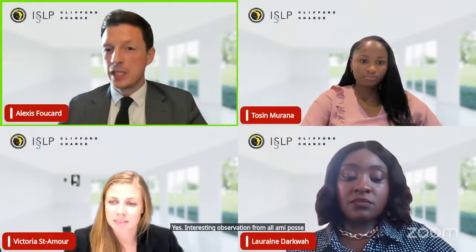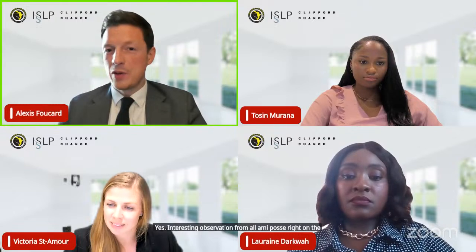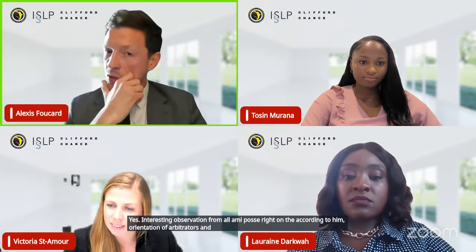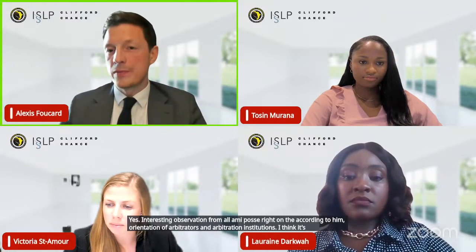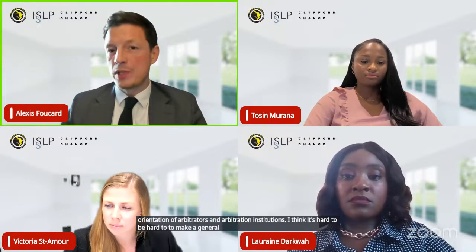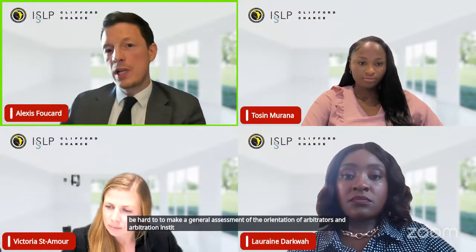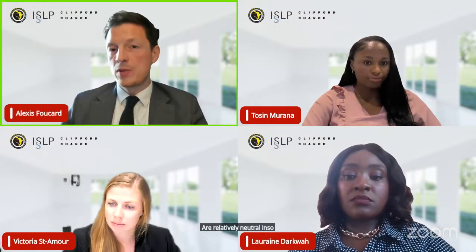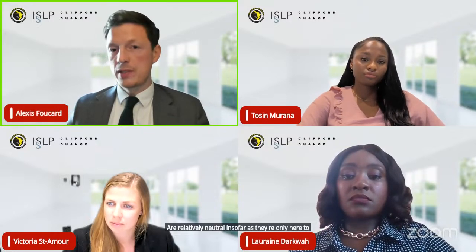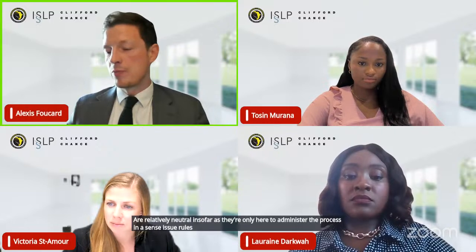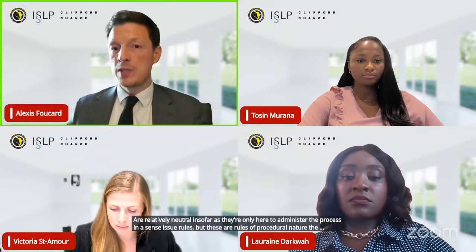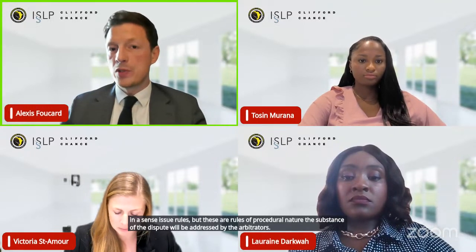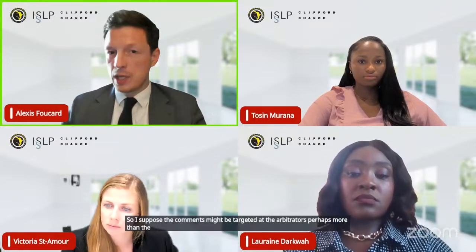Yes, an interesting observation from Olami Posi, right, on, according to him, the orientation of arbitrators and arbitration institutions. I think it's hard to make a general assessment of that orientation. If we start with the latter, arbitration institutions are relatively neutral insofar as they're only here to administer the process, in a sense, issue rules, but these are rules of a procedural nature. The substance of the dispute will be addressed by the arbitrators. So I suppose the comments might be targeted at the arbitrators, perhaps more than the institutions.